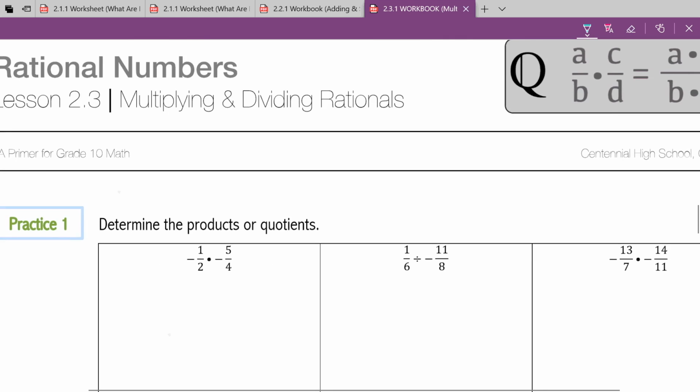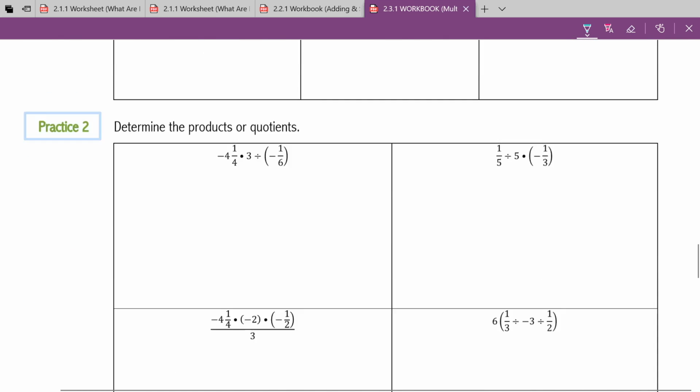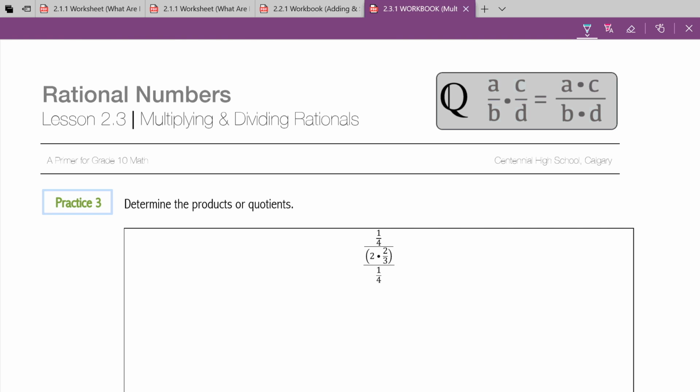Now, I've set you up with a series of practice questions. The answers are in the answer key, which you'll find in a link down below somewhere. Just a few examples to get you going. But on the last page, on page 4, I've given you something that looks really, really weird and wonderful.